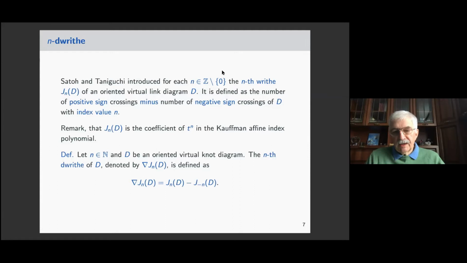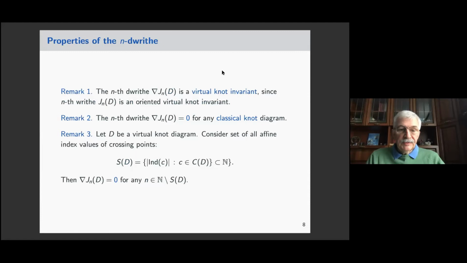And we modify it a little bit, and consider the difference between two writhes, one related to n, another related to minus n. So we define the nth dual writhe of the diagram, denoted by nabla J_n, just as the difference between J_n and J_minus n. And we'll use it as another ingredient to construct our polynomial. But firstly, we remark some properties of this dual writhe. The first remark: this is a virtual knot invariant, just because it's a difference of the invariants J_n and J_minus n.